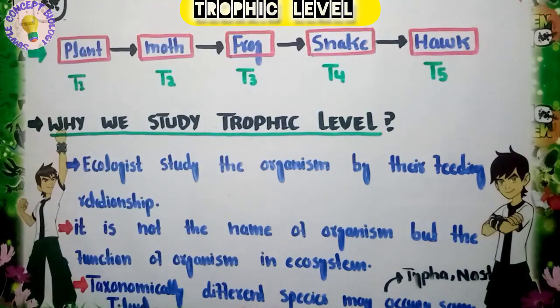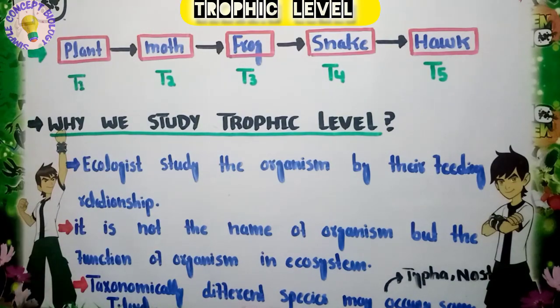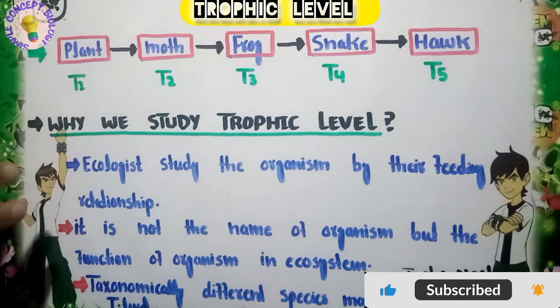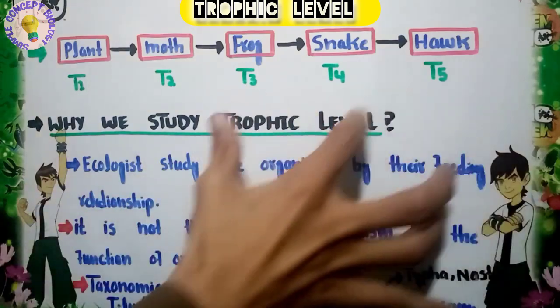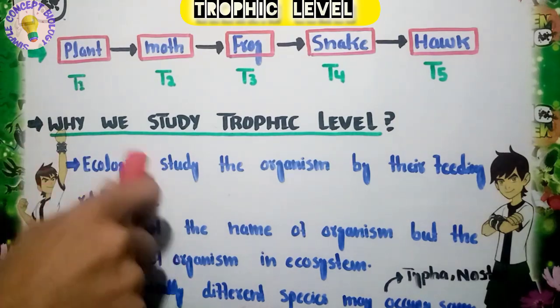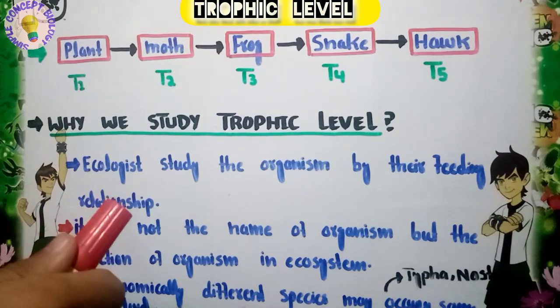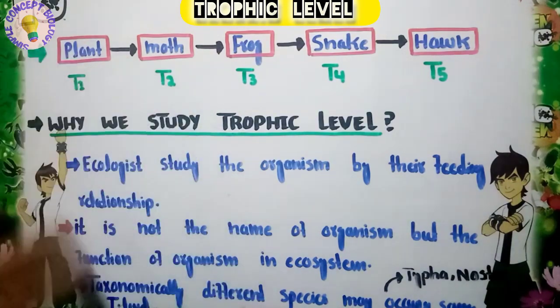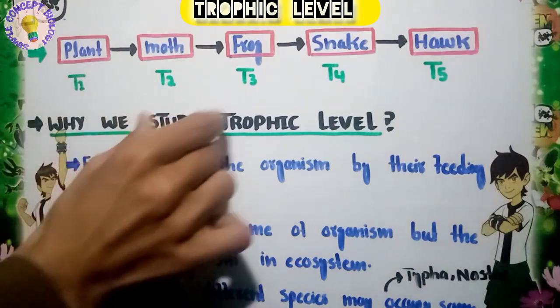So this is about the trophic level. Now why do we study the trophic level? What are the reasons to study it? Because the trophic level is actually the position of an organism in a food chain. Ecologists always study organisms by their feeding relationship. To know about the feeding relation of an organism, you have to study its trophic level. The feeding relation is what an organism feeds on and what feeds on them. To know about this feeding relation, we study the trophic level.